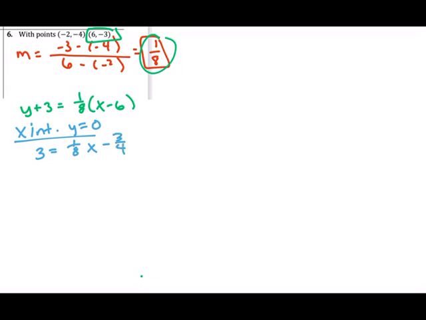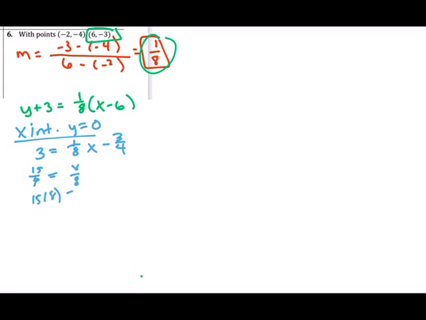And now I'm going to solve for x. So I'm going to add 3/4 to both sides. Just as a reminder, if I'm adding something like 3 plus 3/4, 3 and 3/4, right? Multiply 3 times 4 to get 12, add it to 3 to get 15 over 4. And instead of writing 1 over 8 times x, I'm going to write x over 8 so that I can cross multiply.